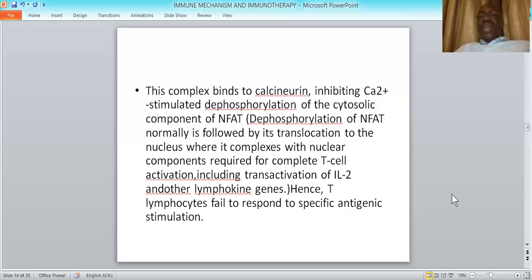If cyclosporine was not administered to that patient, the dephosphorylation would have occurred. And once that occurs, T cells will respond, that is, T lymphocytes will respond to specific antigenic stimulation. But now, because the patient has been given cyclosporine, cyclosporine has bound to cyclophilin. That complex of cyclosporine and cyclophilin is now bound to calcineurin, and calcineurin is now inhibiting the dephosphorylation of the cytosolic component of NFAT.